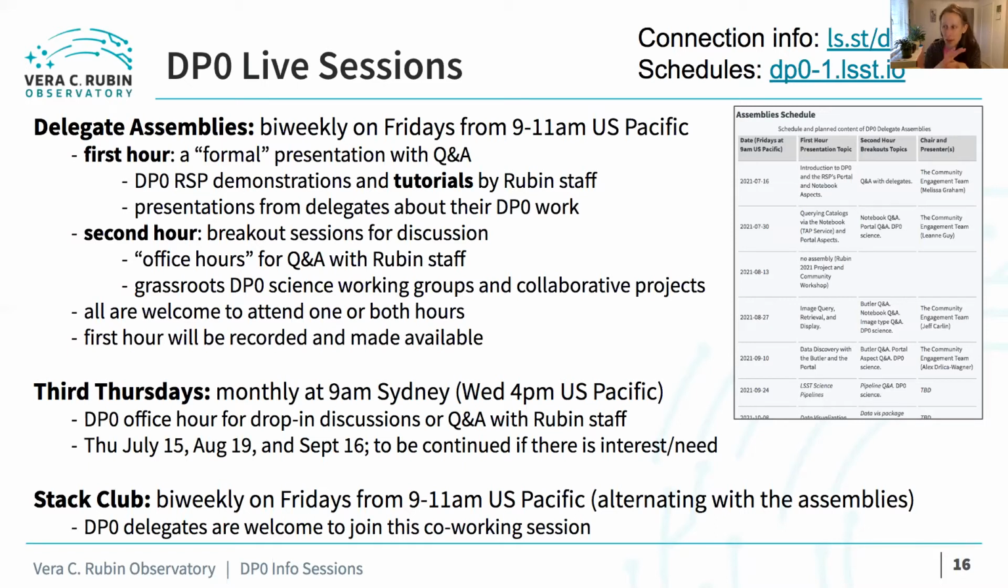Since bi-weekly on Friday mornings from 9 to 11 a.m. US Pacific time is not very good for our colleagues in Australia and Asia, we're also having a third Thursdays drop-in session. It'll be monthly on the third Thursday of every month at 9 a.m. Sydney time, which is the Wednesday at 4 p.m. US Pacific time. This will be a drop-in office hour for whatever people who show up to the third Thursday want to talk about. So we'll do live support with Q&A. We can do a live run through of any of our tutorial notebooks that people want to see, or we can treat it like a working group.